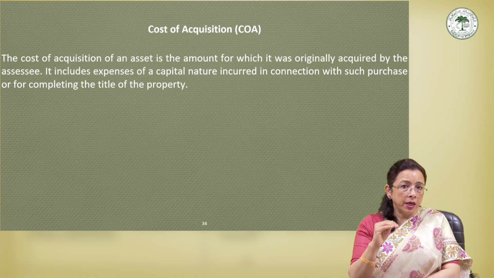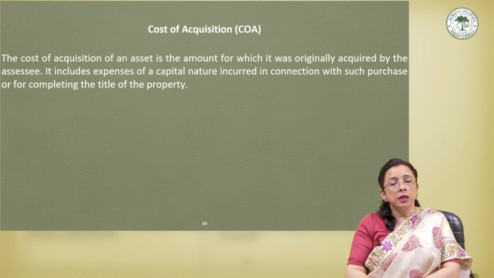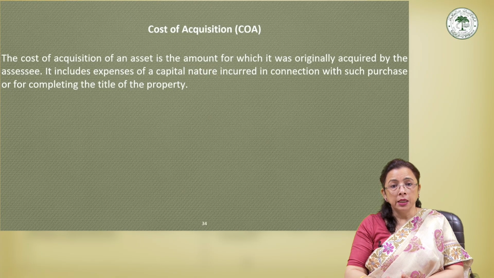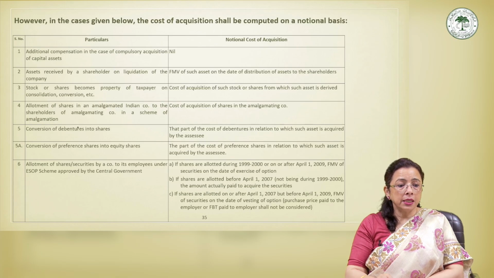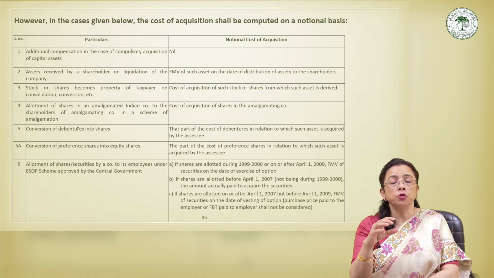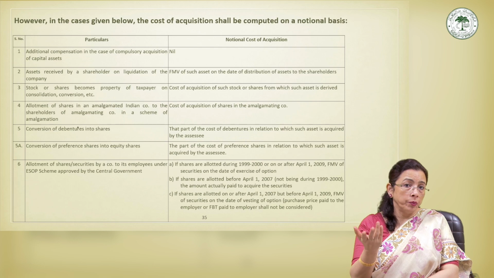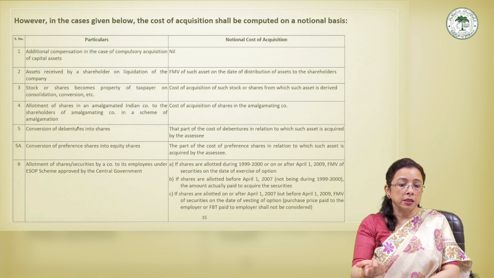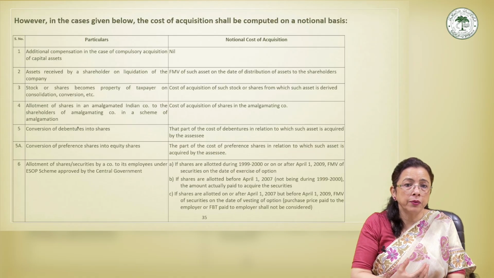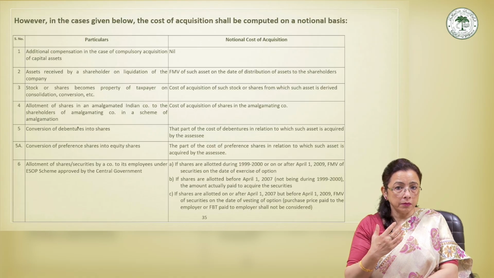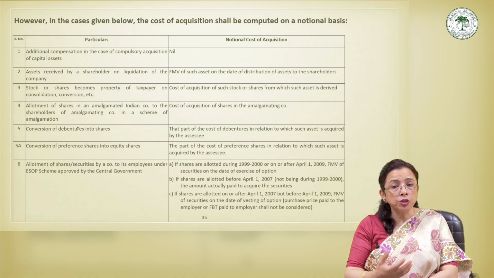But at the same time, there are certain situations where the COA is not very explicit. It's not very clearly given. There are certain situations where the cost of acquisition is to be taken up on the basis of assumptions or notions, etc. So let us discuss those situations where these will be taken up as notional values. The notional values will be taken up as cost of acquisition, in fact.